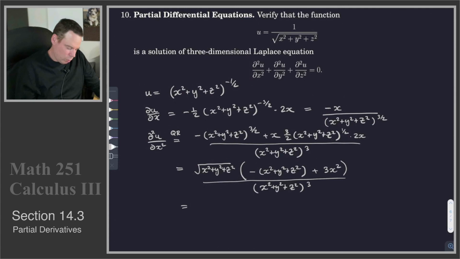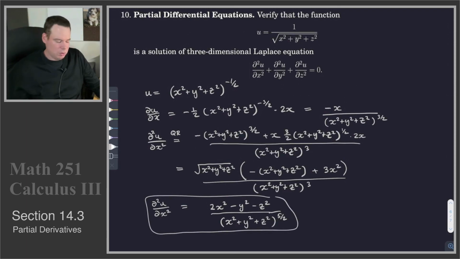And now with that numerator I can see I've got a negative x squared, negative y squared, negative z squared, and then I'm adding a 3x squared to that. So this becomes a 2x squared minus y squared minus z squared all over. That square root in the top can cancel with a little bit in the bottom to leave me with a power of 3 minus a half, or 2.5, or 5 over 2. So we've got a 5 over 2 as our power in our denominator, and that is our second partial with respect to x.